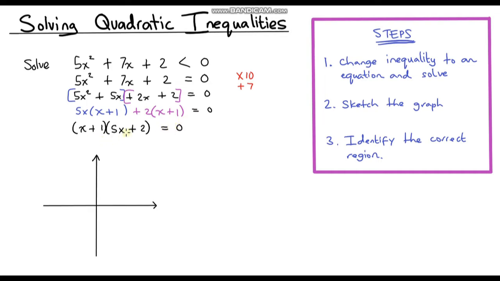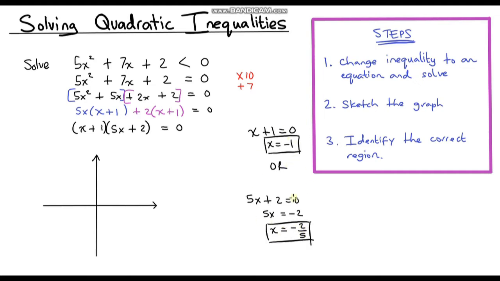So we're going to have two solutions. Either x plus 1 is going to equal 0, or our other solution is going to be when 5x plus 2 equals 0. So we just need to solve each of these linear equations. So for this case, x is going to equal -1. And for this case over here, well, first of all, let's subtract 2 from both sides. So we'd be left with 5x is equal to -2. And then if we divide both sides by 5, we get x is equal to -2/5.